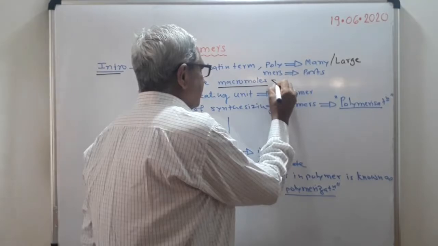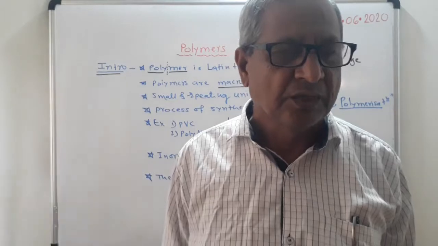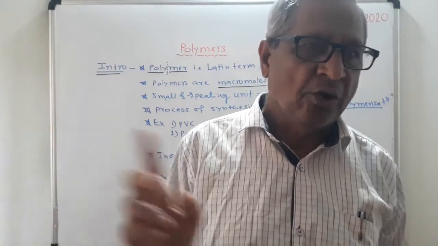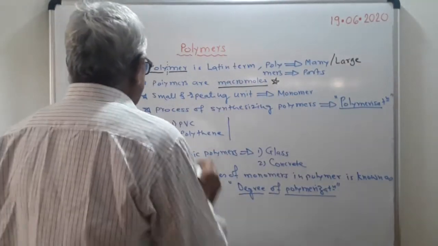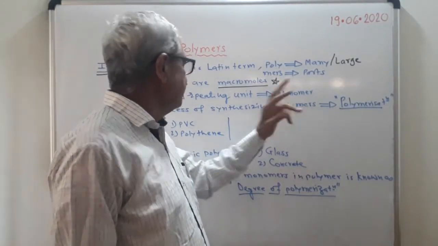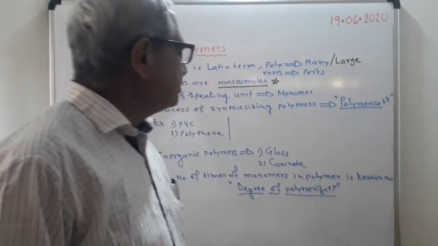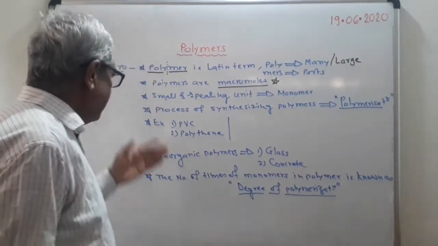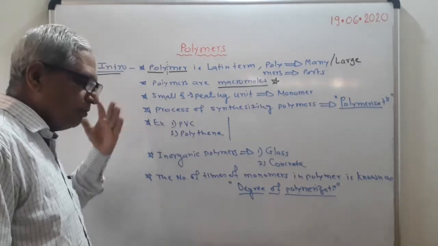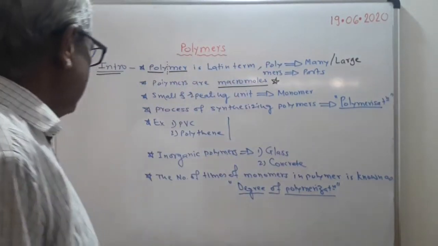But remember one important thing here: all macromolecules are not polymers. See the example, chlorophyll. Chlorophyll is a macromolecule but not a polymer. The small repeating unit in the polymer is known as monomer. The process of preparation or synthesizing of polymer is known as polymerization. Examples: polyvinyl chloride, polythene, which are used in your day-to-day life. I will also take Nylon 6, Nylon 66, Terylene, bakelite; all these are examples of polymers.